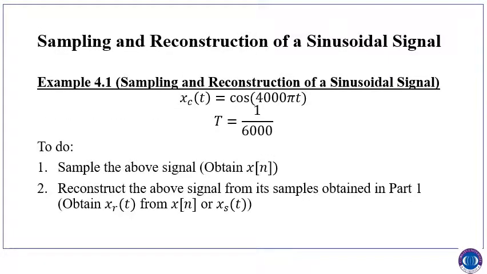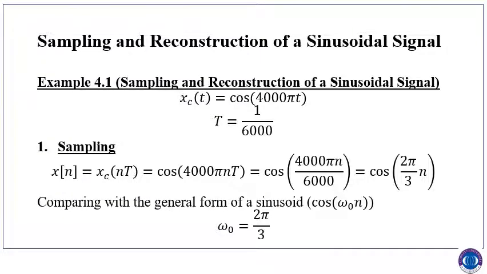In this example, we will see the sampling of signal xc of t = cos 4000 pi t and its reconstruction. First of all, we have to sample this signal, and the sampling time is given to us, that is 1 by 6000. So we have to sample the signal xc of t and obtain x of n. Then we need to reconstruct the sinusoidal signal using the sampled impulses, that is xs of t, to get xr of t. So let's see how we can solve this.